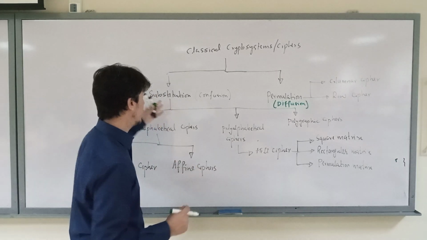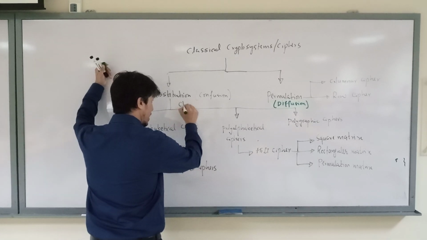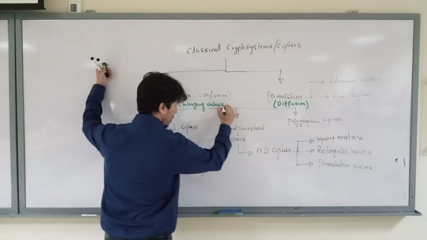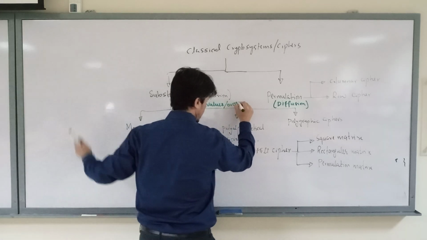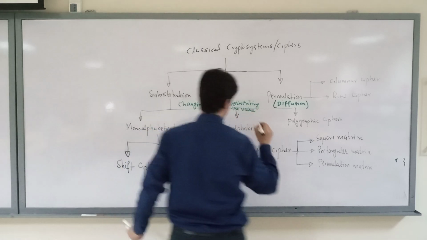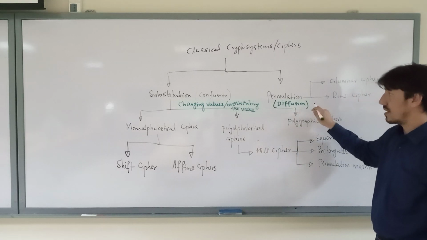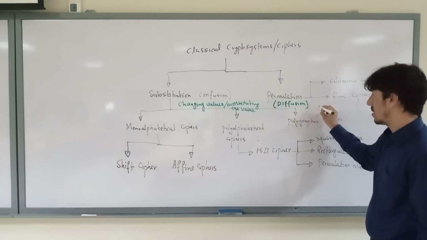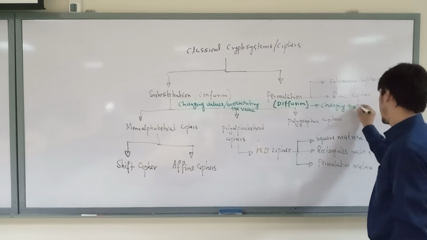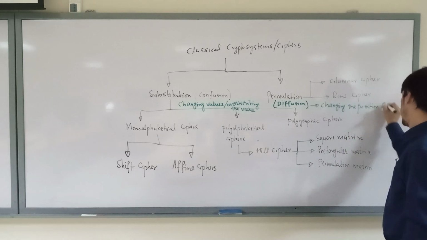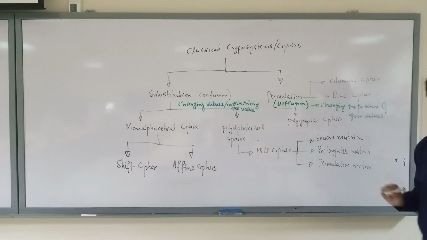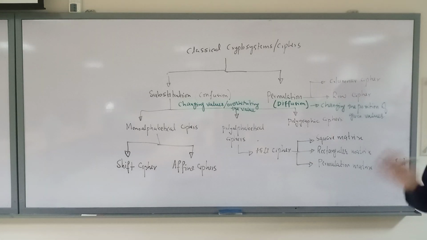Basically, when we are saying confusion, it means changing the value, or overwriting the value. And when I'm saying diffusion, it means just changing the position of given values. You just scramble the things.